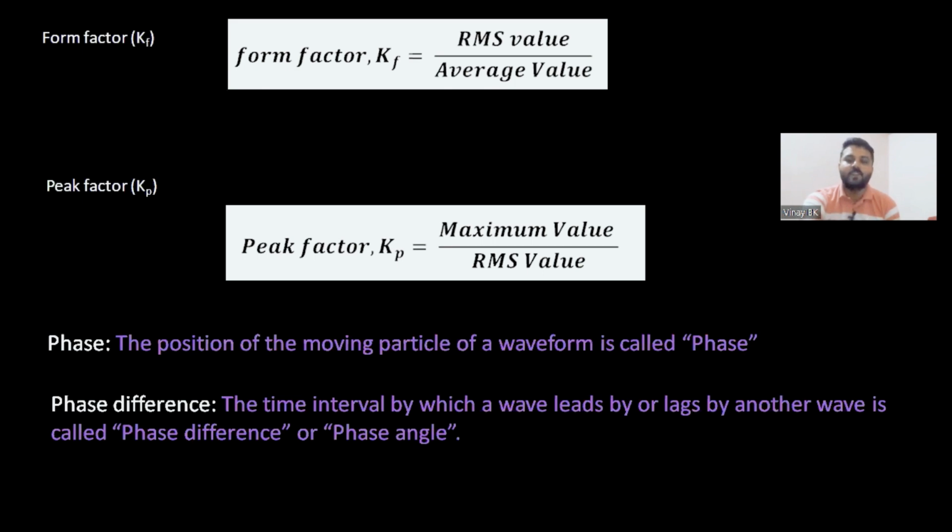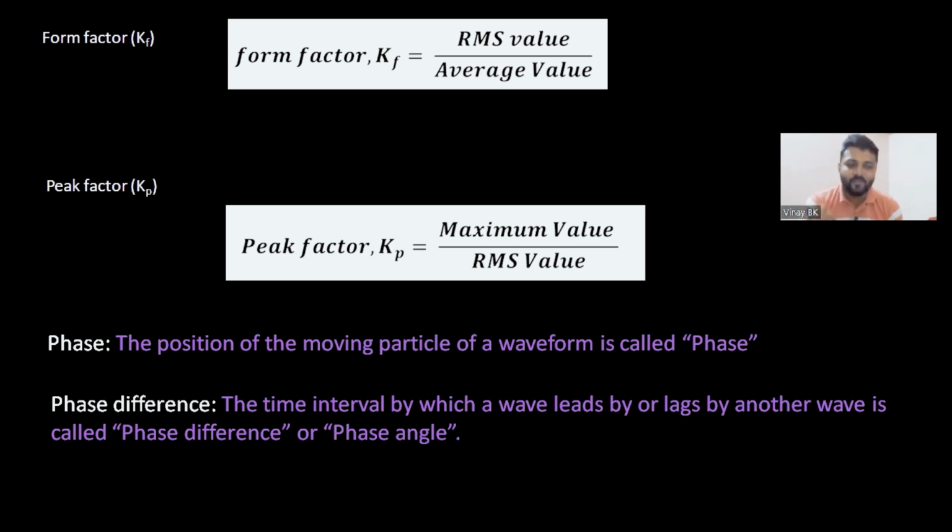Similarly, next are form factor and peak factor. The form factor is the ratio of the RMS value of an alternating quantity to the average value of an alternating quantity. Peak factor is the ratio of the maximum value of an alternating quantity to the RMS value of an alternating quantity. Two more definitions are phase and phase difference.